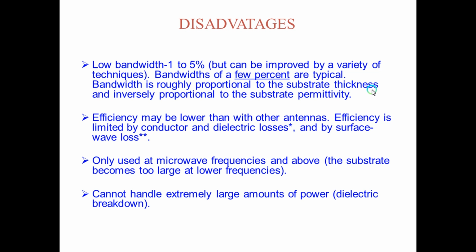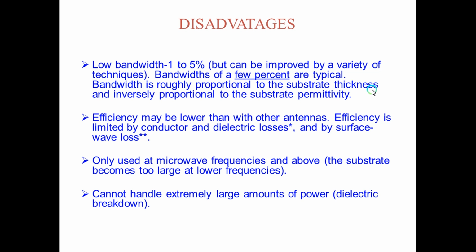Clearly I am telling you, we have to reduce the quality factor. We remove some portion from that ground layer, which means the antenna quality factor will reduce. Quality factor is inversely proportional to bandwidth. If we reduce the quality factor, bandwidth improves. Another method is to increase the substrate height. If we increase the substrate height, the bandwidth also becomes higher.